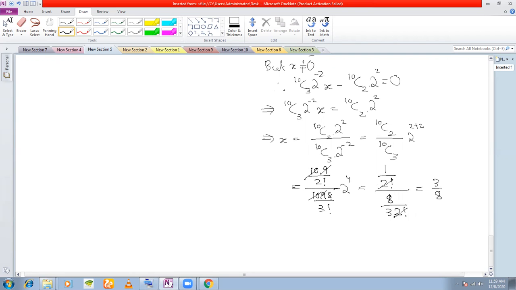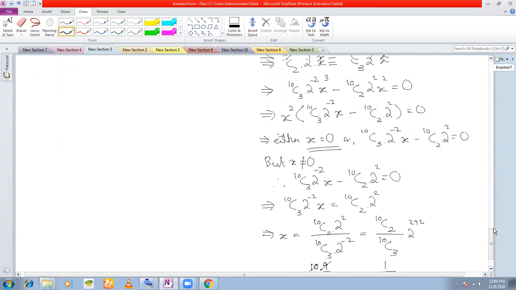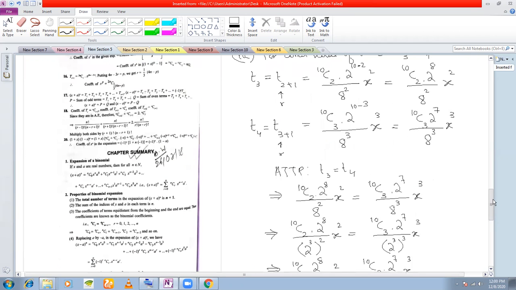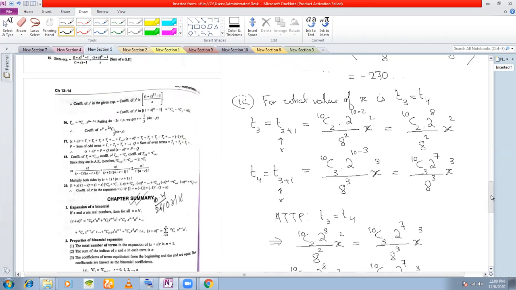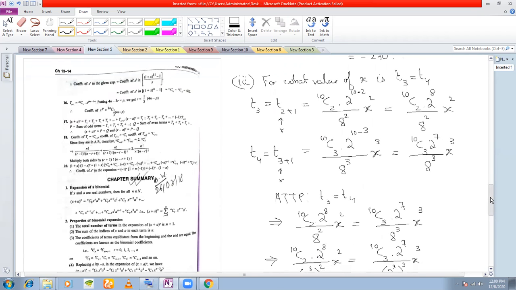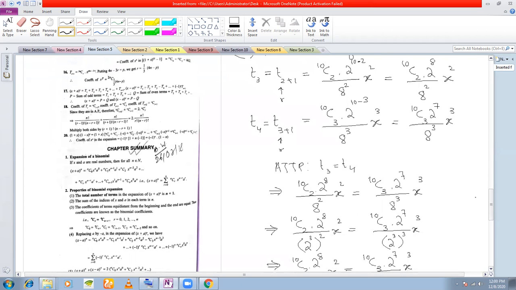So for x is equal to 3 by 8, your value of this expansion is such that the third term and the fourth term are equal. Okay, so that is what this problem is all about. It was a long problem. Okay, so I think that covers all the types of problems from binomial theorem.